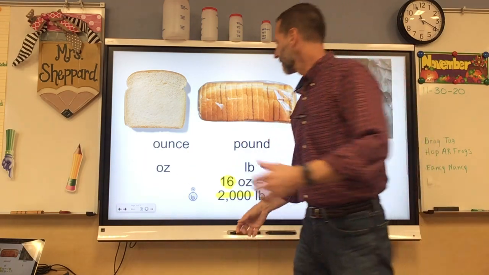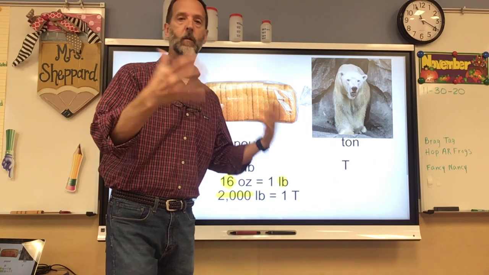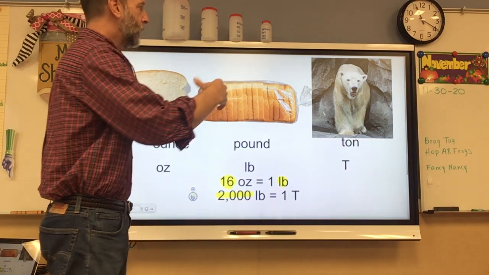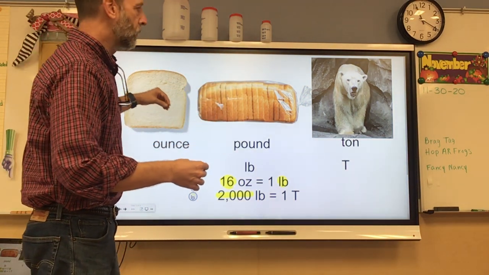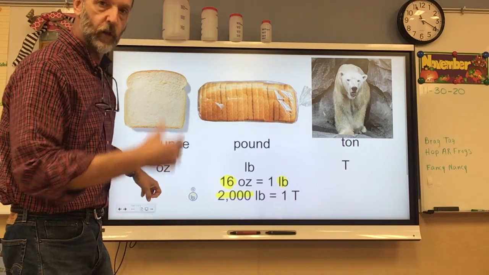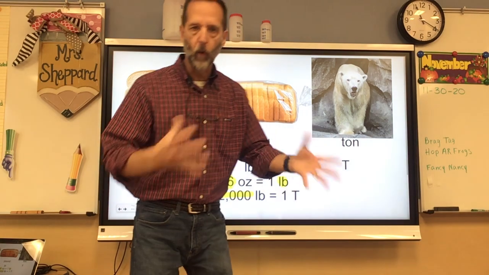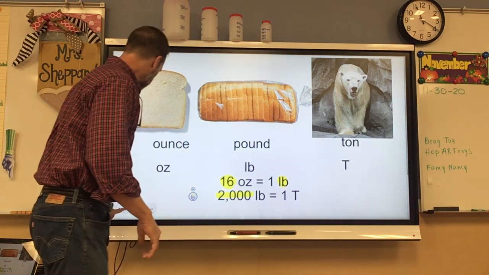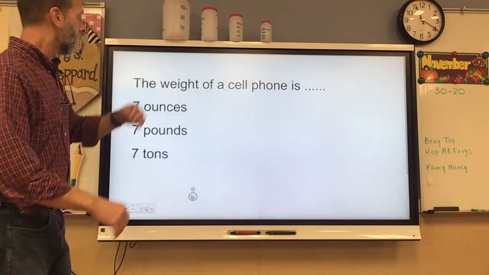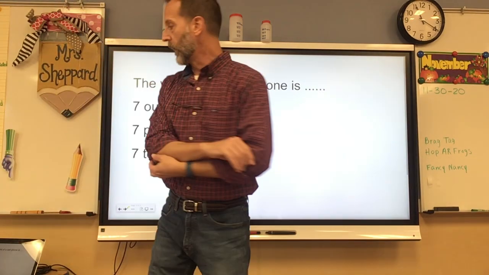Right? Okay, all right. So now what I'm going to do is give you some different things. We're going to talk about whether it would be a certain number of ounces, so you're going to think slices of bread, pounds, loaves of bread, or tons, polar bears. Okay? So let's take a look at the weight of a cell phone.